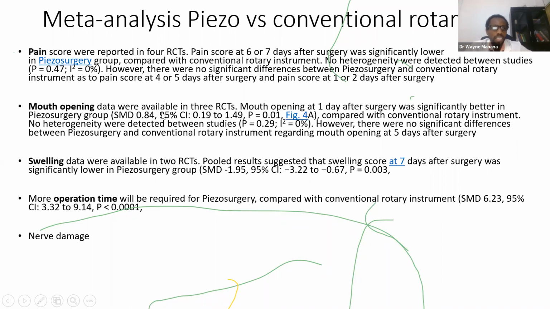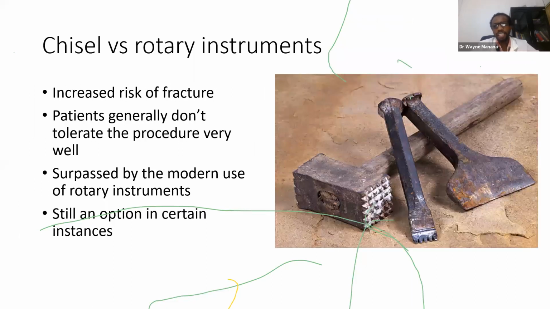The trismus was less for piezoelectric. The swelling was less for piezoelectric. However, the disadvantage of piezoelectric is that the operating time is much longer, because it cuts the bone much more slowly. And the incidence of nerve damage in all these randomized control trials was found to be less with piezoelectric.